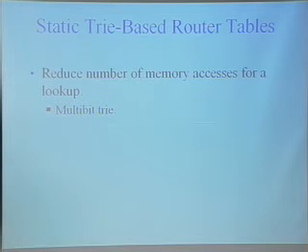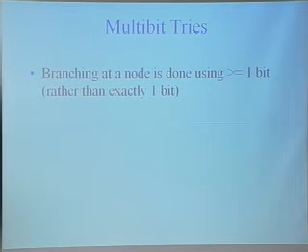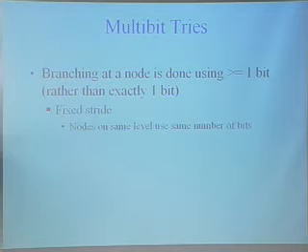And you have two versions here. We'll call these multi-bit tries because we're going to use a different number of bits to branch on. If a node has degree 2, we'll branch on 1 bit. If a node has degree 4, we'll branch on 2 bits. If a node has degree 8, we'll branch on 3 bits of the destination address. So branching is done using 1 or more bits.